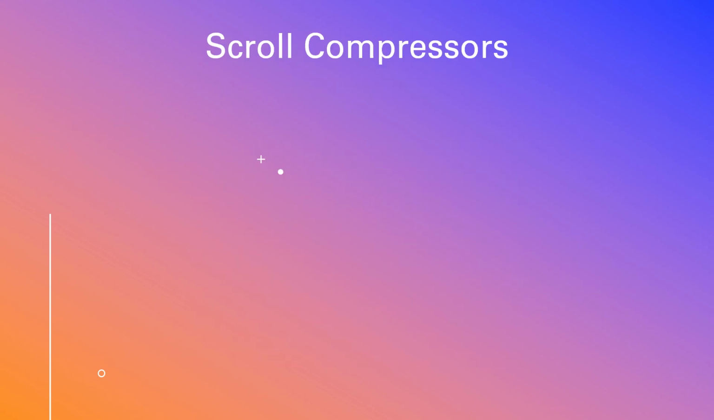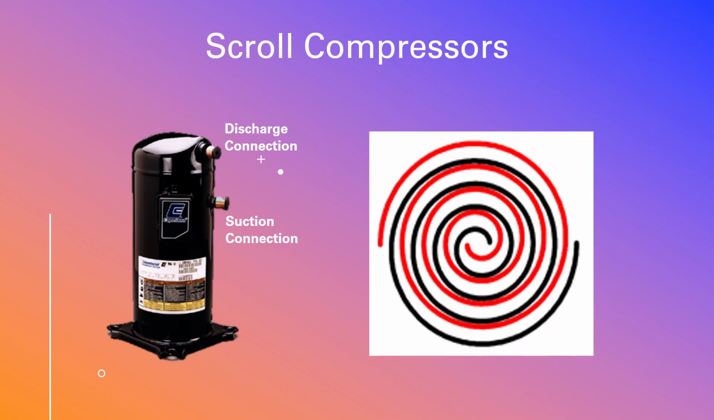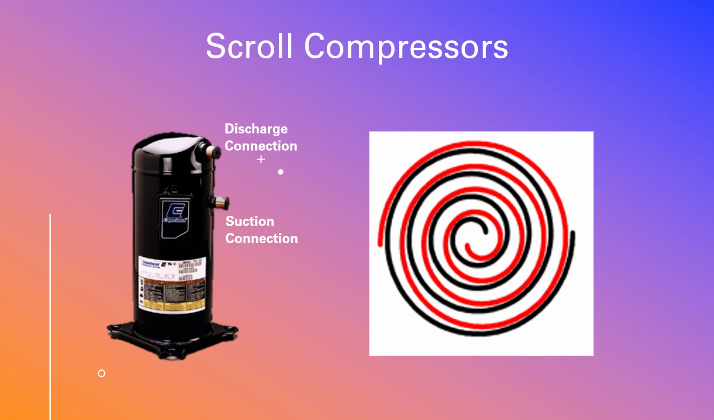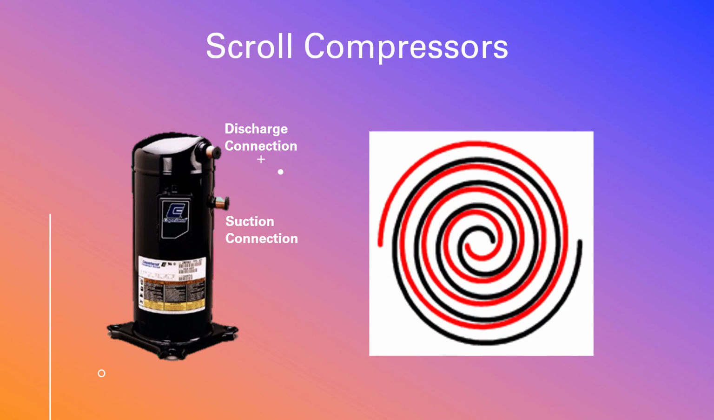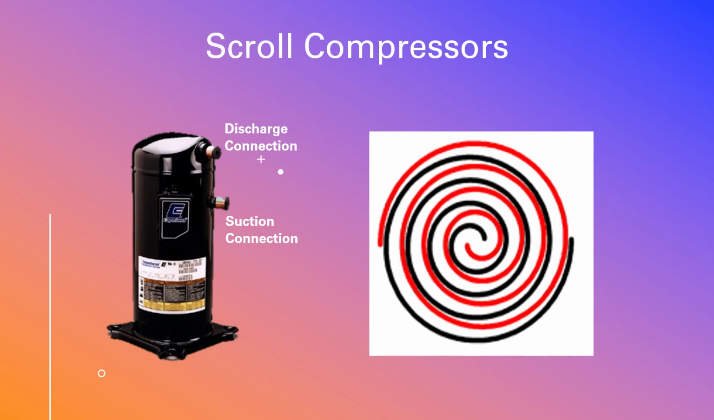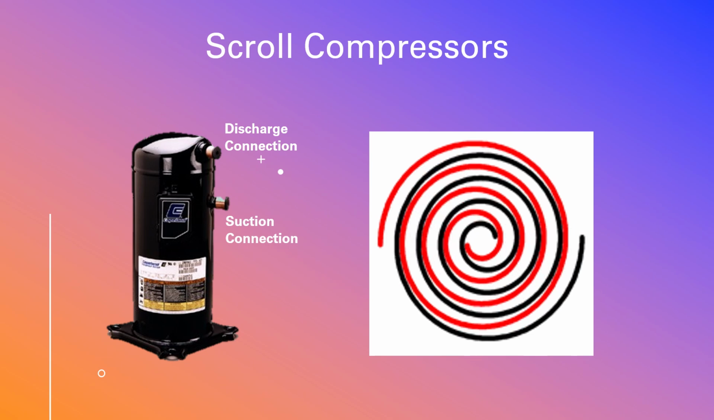Now, scroll compressors, they are used in abundance now, especially in the air conditioning industry, and tend to replace reciprocating compressors for small units. We have a suction connection and the discharge connection. As you can see here from this representation, we have a fixed scroll and a rotating scroll, and the gas gets channeled from the suction and gets squished all the way down to the center, where it comes out as discharge gas.